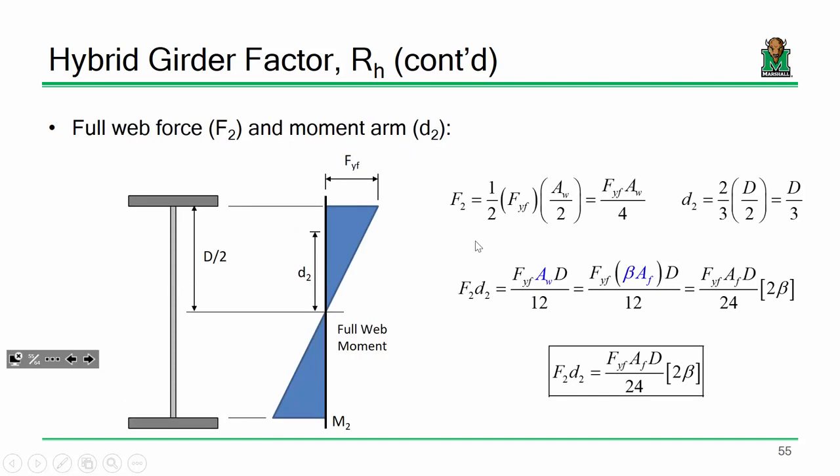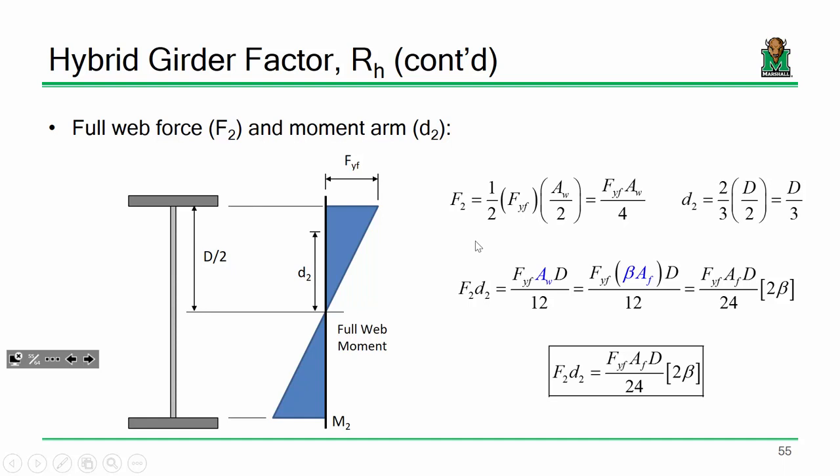Now let's look at this second component, this M2. Force times distance. Well, what's the distance? This is a triangle. Y'all remember where the centroid of a triangle is? 2/3 up. So that centroidal distance is 2/3 of this, which is d over 2. So I get d over 3.